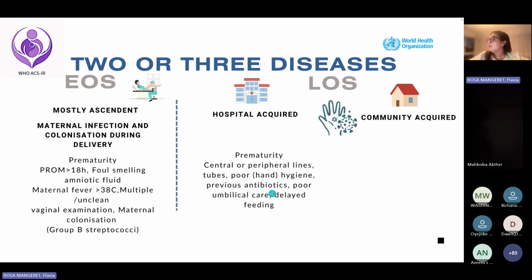For hospital acquired, we have as main risk prematurity. Prematurity is always a big risk, and we are spot on in our population, which is at much higher risk of infection at all periods. Prematurity, central or peripheral lines, tubes, poor hand hygiene, it's a must, it's a major issue. And poor hand hygiene is contributing to a big part of the central or peripheral line infections, the tube infections, and to colonizing these premature babies that are more susceptible, through contact with unclean hands that are carrying pathogenic bacteria.